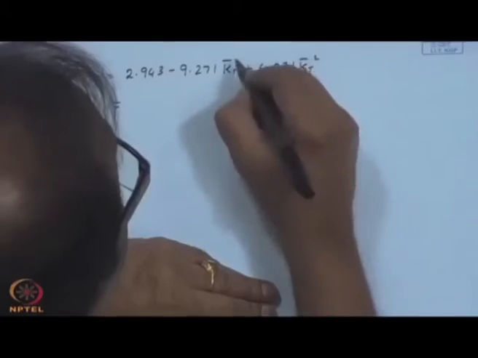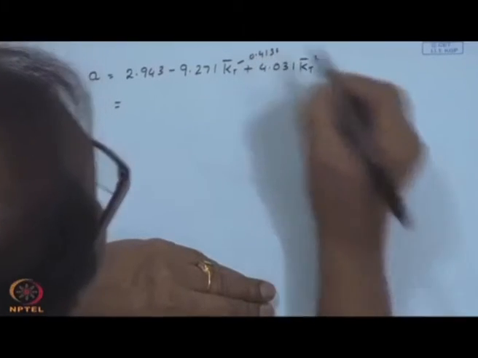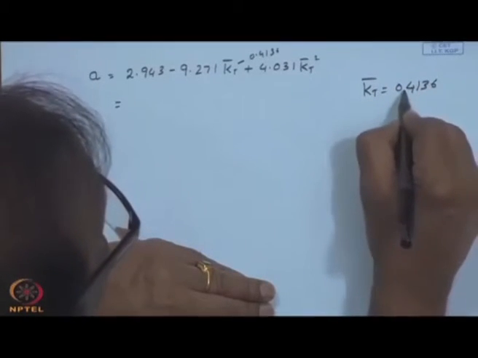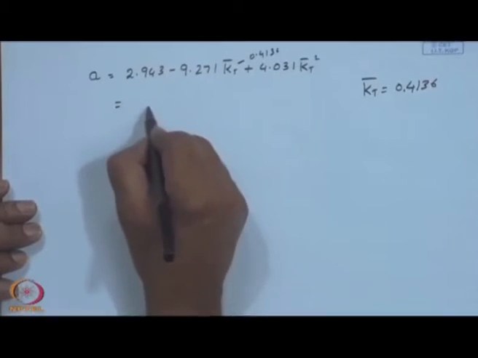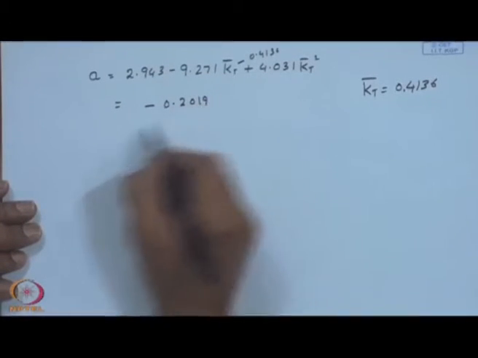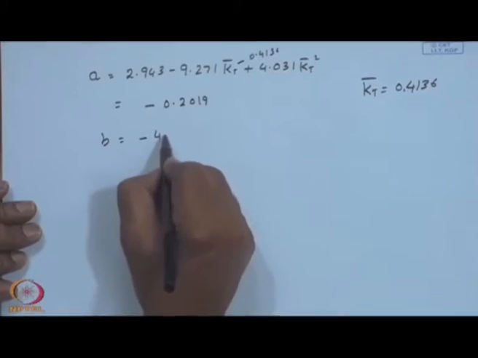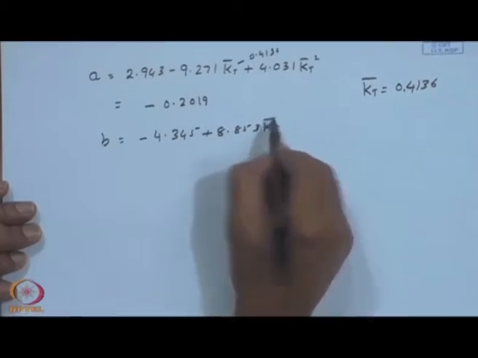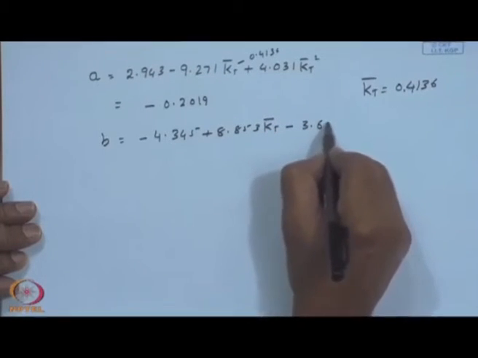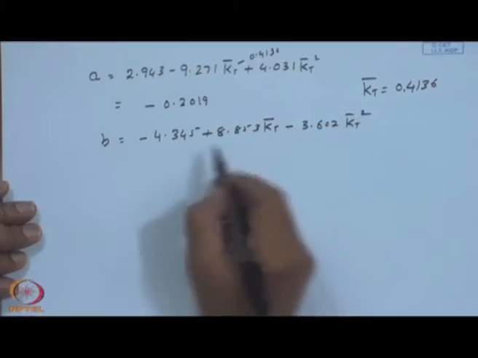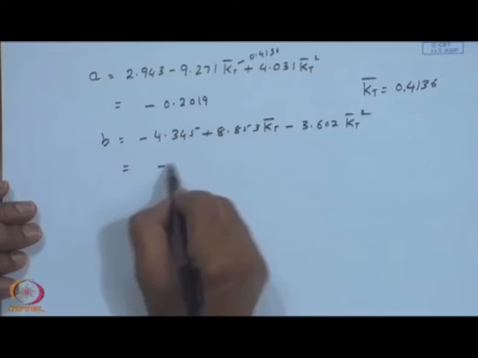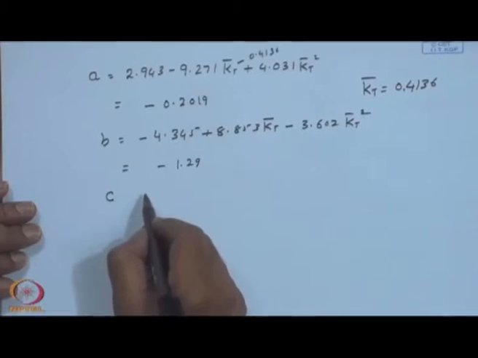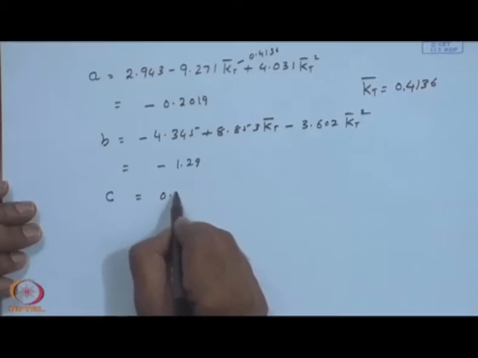0.4136. Okay, I can write it here. Okay. So, this is minus 0.2019, B is minus 4.345 plus 8.853 kT bar minus 3.602 kT bar square. This will be equal to minus 1.29. Then C, or you can calculate it, or whatever is the formula, that turns out to be 0.205.